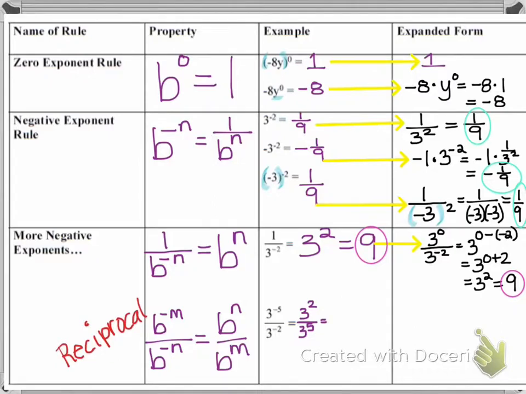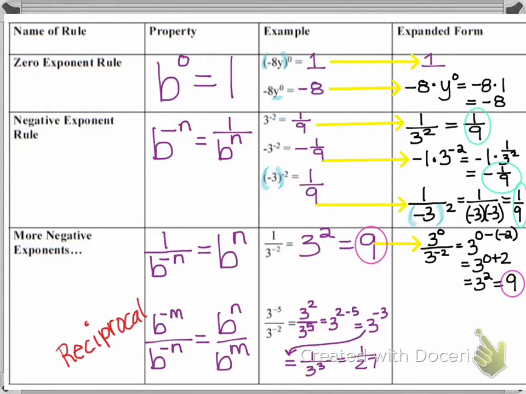Now, I can expand this. 3 squared becomes, whoops, I'm not going to expand it. We're going to use our quotient rule. Quotient rule tells me to take the numerator exponent minus the denominator exponent. So this becomes 3 to the power of 2 minus 5, which becomes 3 to the negative third power, and then I use my reciprocal. That becomes 1 over 3 to the third, and since 3 times 3 times 3 is 27, this becomes 1 over 27. Let's look at that in a different way.